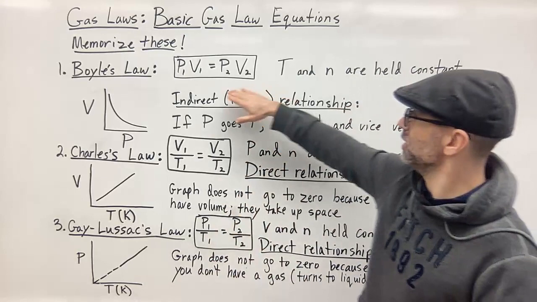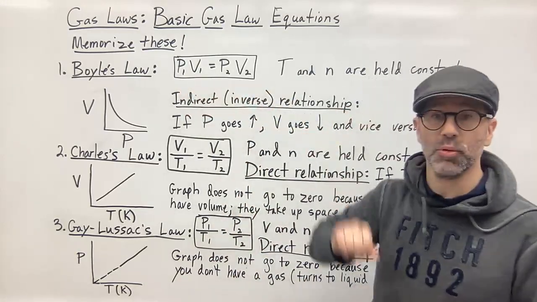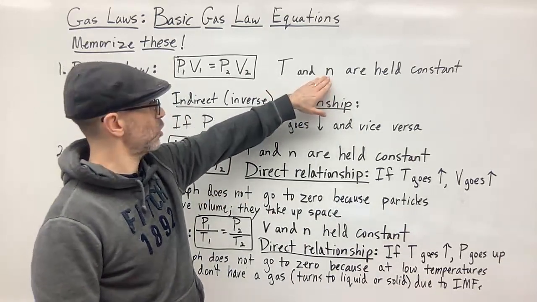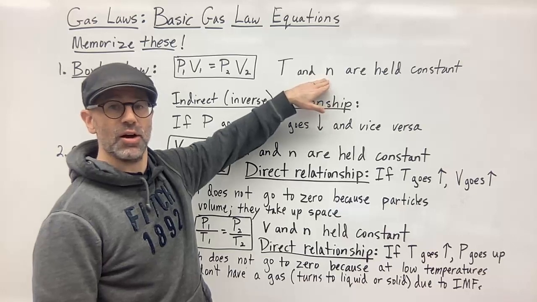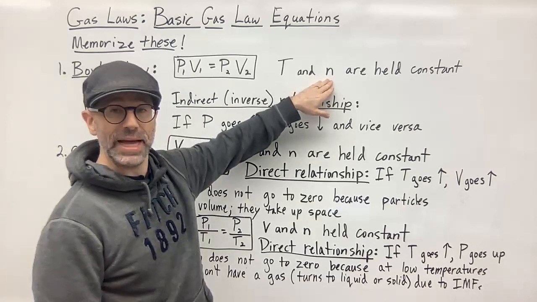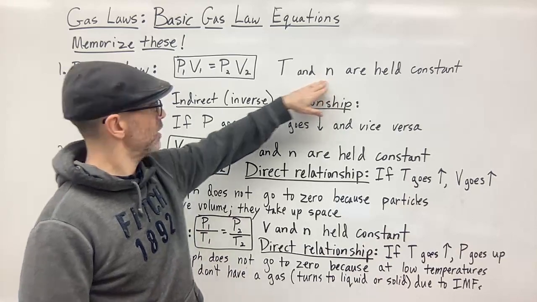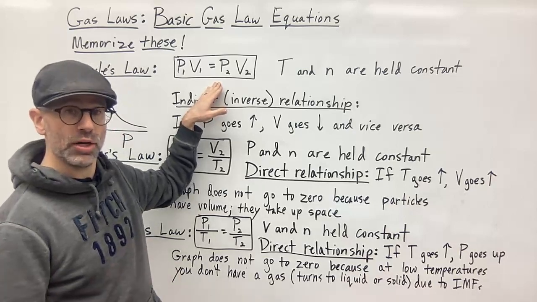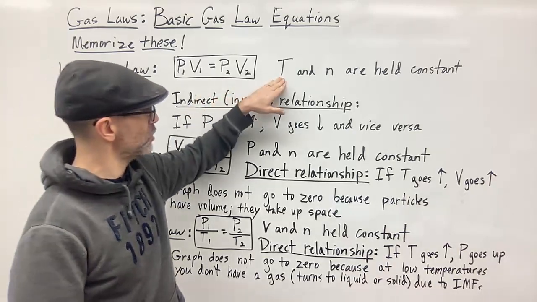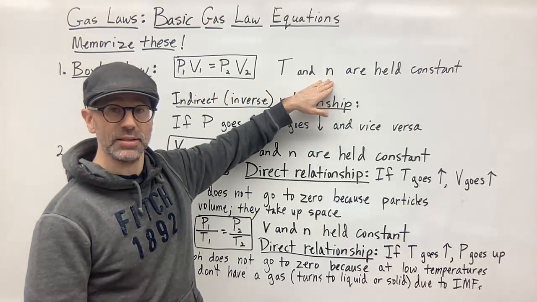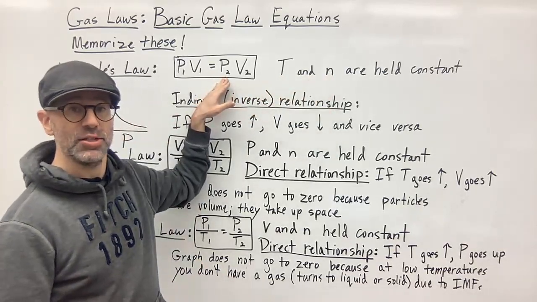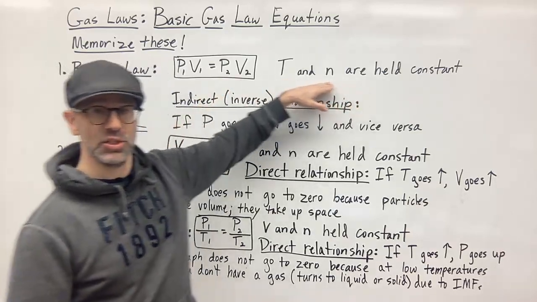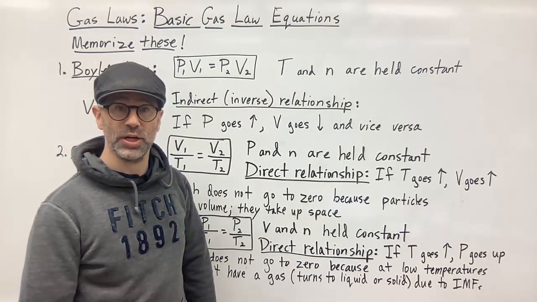And in order to use this, there's one important thing I need to point out: temperature and the number of moles are held constant. The lowercase n stands for number of moles. T, of course, is temperature. So in order for Boyle's law to be valid, temperature and the number of moles have to be held constant. Otherwise, you can't use this equation. Boyle's law only applies under these conditions.